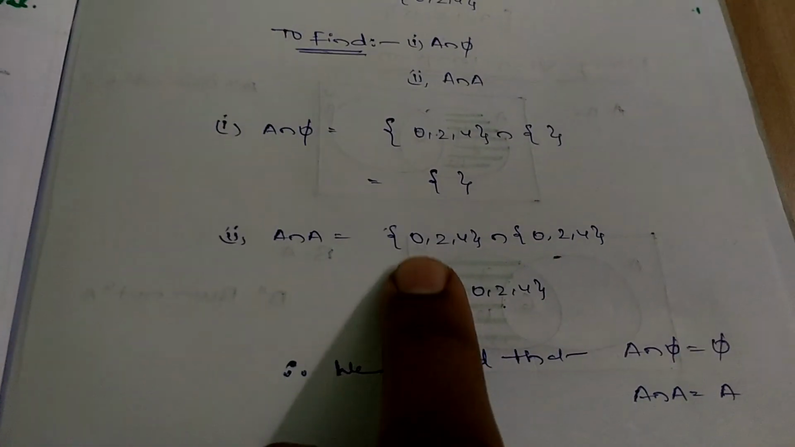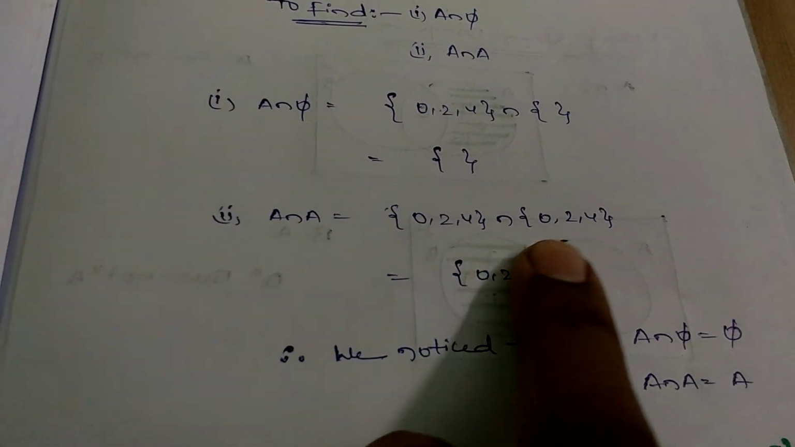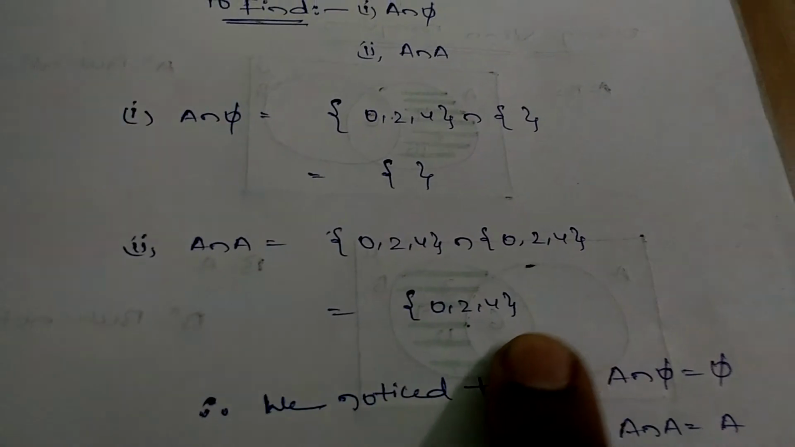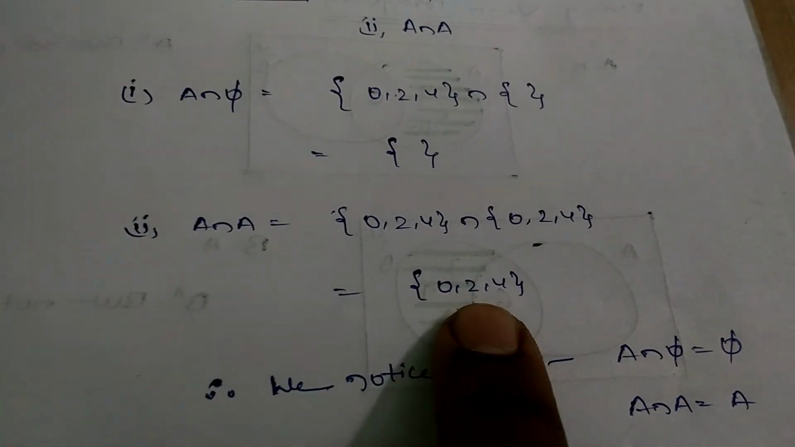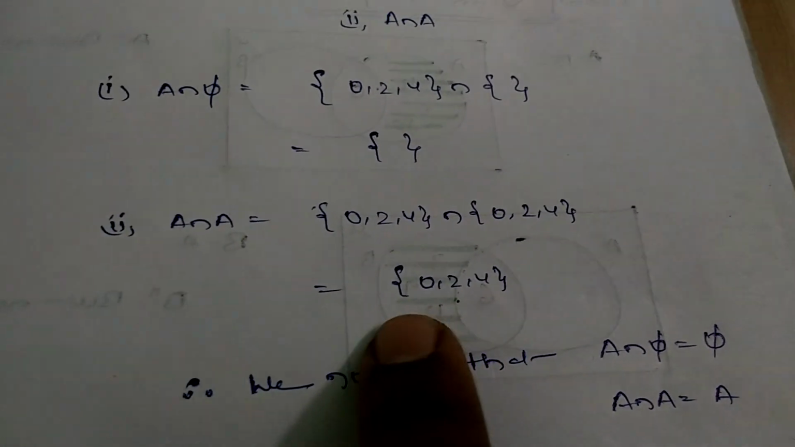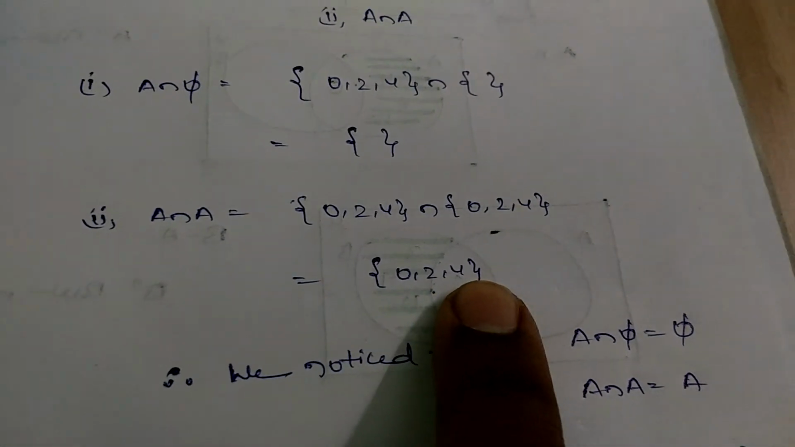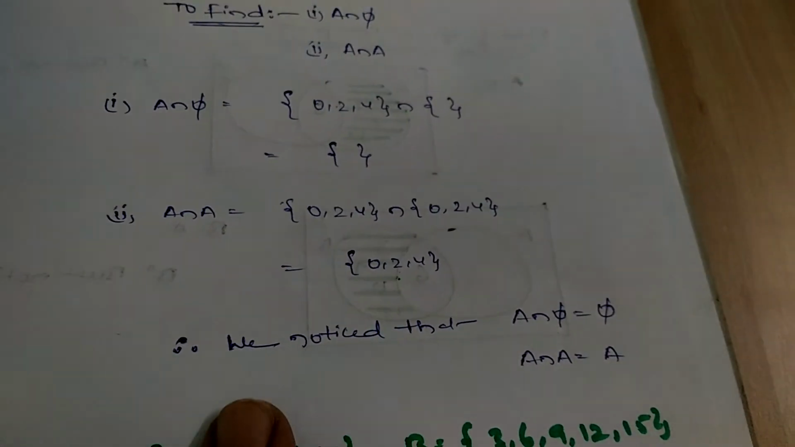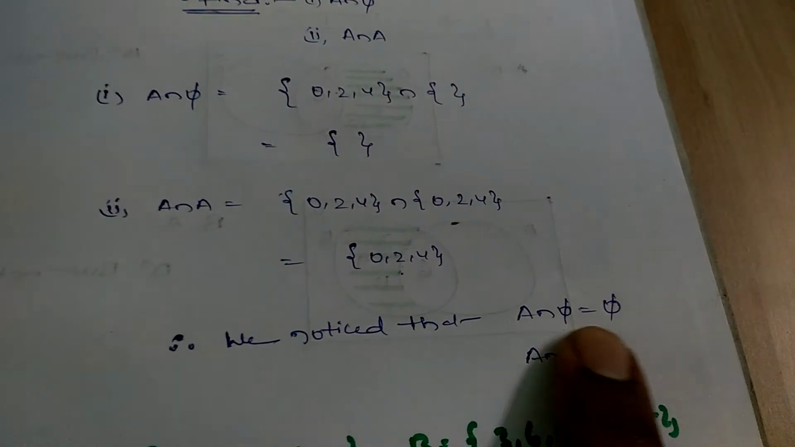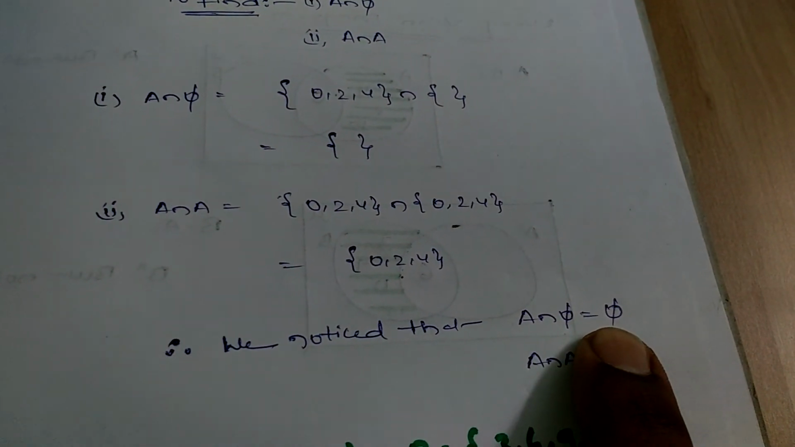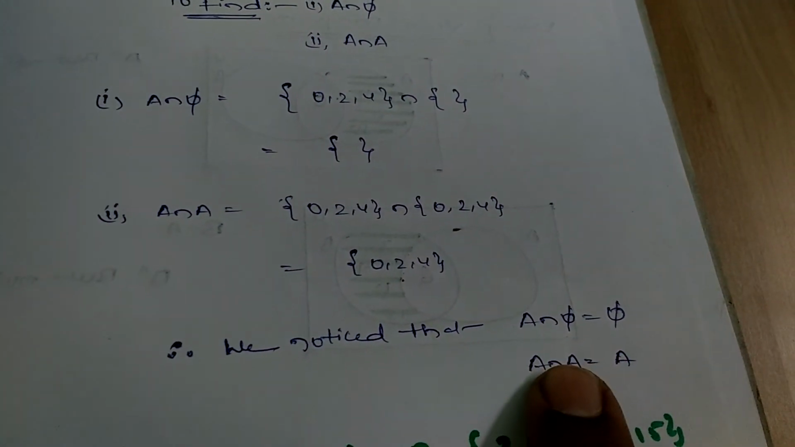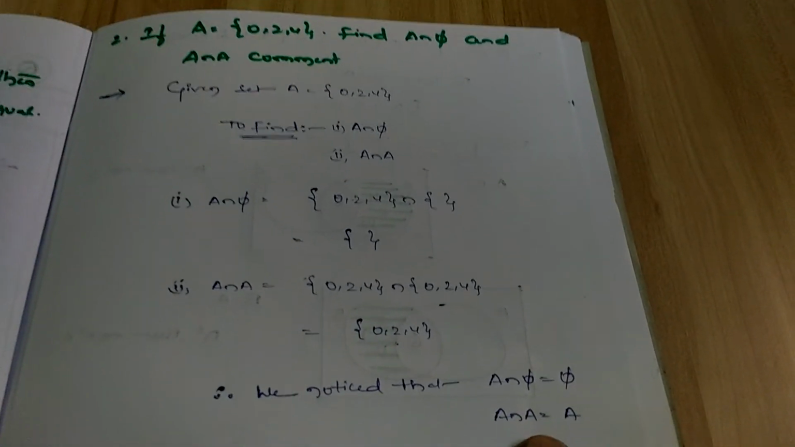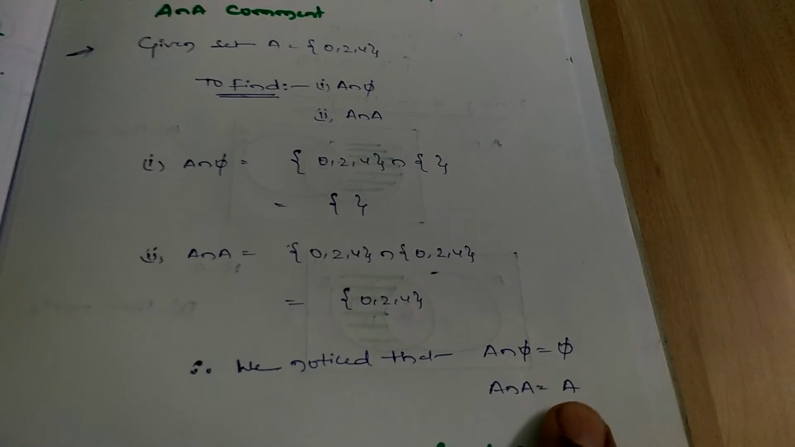Take down set A, 0 to 4, intersection again set A, 0 to 4. So 0 to 4 is repeated here in both the sets, so we write only those elements, 0 to 4. Okay. So what do we notice? We notice that A intersection null set is null set, because null is common for both the sets. Not only both, for every set null is common, and also itself. And A intersection A is A.